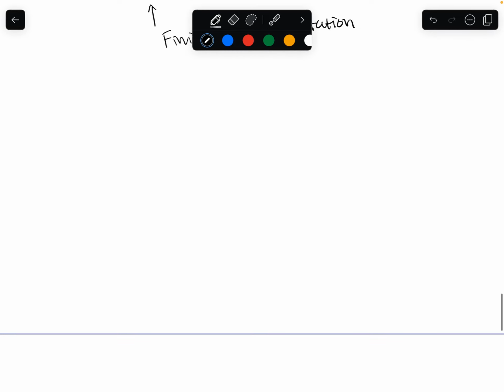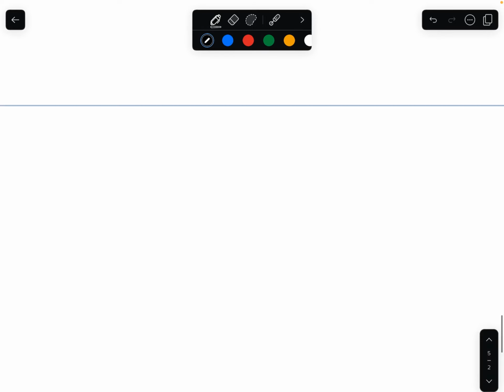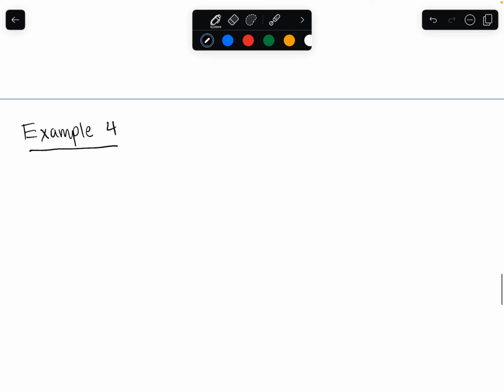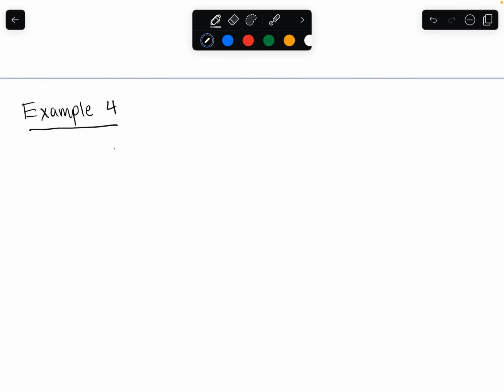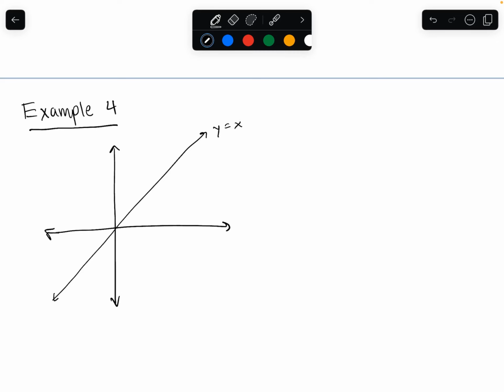Moving on, let's take a look at this other example. Example 4. So now we have a slightly more complicated region, but the idea is still essentially the same. So we have two curves now. y equals x. Then we also have y equals x squared.